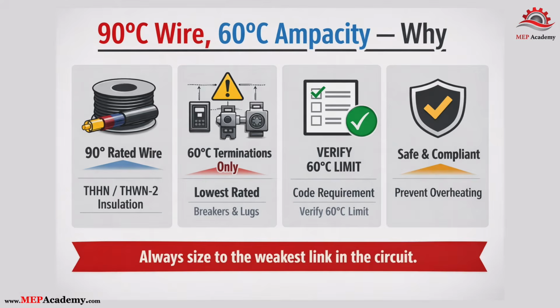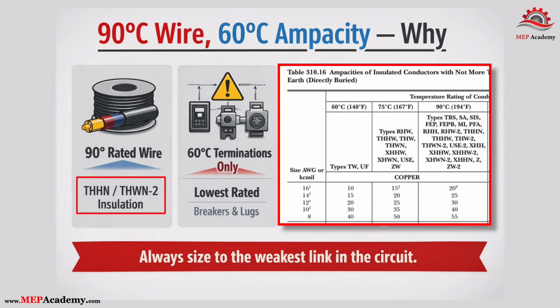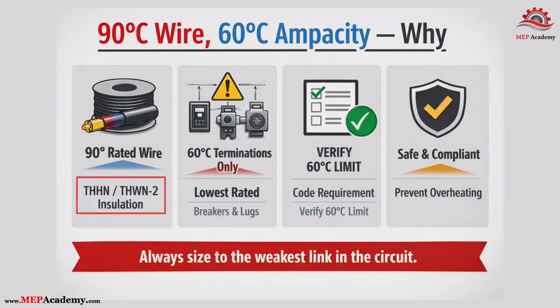At this point, it's important to clarify something that often causes confusion. In a typical residential outdoor installation, we are using THHN or THWN2 copper conductors, which are rated for 90 degrees Celsius insulation. You may notice that THHN and THWN conductors are not listed under the 60-degree column heading in the NEC table. That does not mean they can't be sized using 60-degree ampacity values. The NEC requires us to size conductors based on the lowest temperature rating of the terminations in the circuit, such as breaker terminals, disconnect lugs, or equipment terminals.